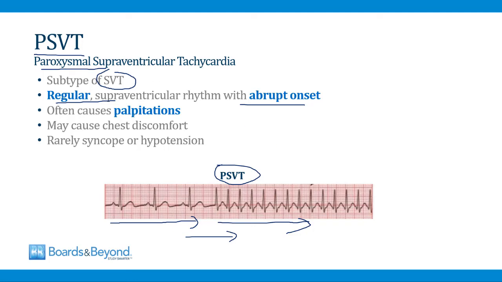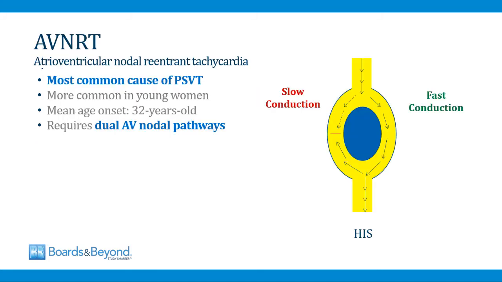And when they occur, they often cause palpitations. That's the most common symptom that patients with PSVTs complain about. Rarely they can cause chest pain, and even more rarely they can cause people to faint or have hypotension. So a PSVT is a sudden onset regular supraventricular tachycardia, but there are many underlying causes of PSVT. But the most common cause of a PSVT is AVNRT. AVNRT stands for atrioventricular nodal reentrant tachycardia. It's the most common cause of a PSVT.